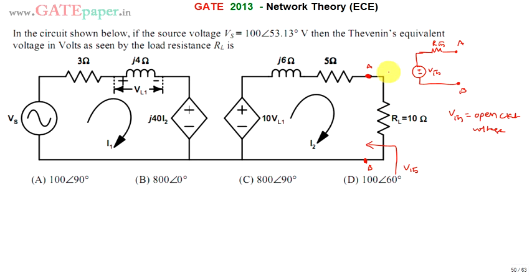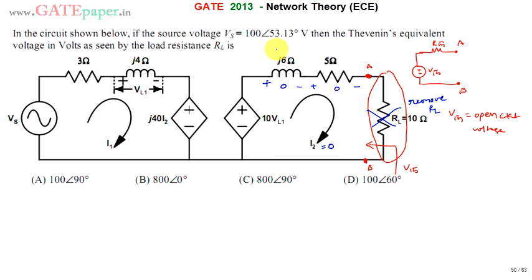Open circuit voltage means you must remove this RL. So the first step is to remove RL, and only then can you calculate the VTH. If you remove this RL, it will not be a closed loop, because these two terminals are kept open. In open circuit, no current flows. That means I2 is equal to 0. Whenever I2 is 0, the voltage drop across this resistance is also 0.